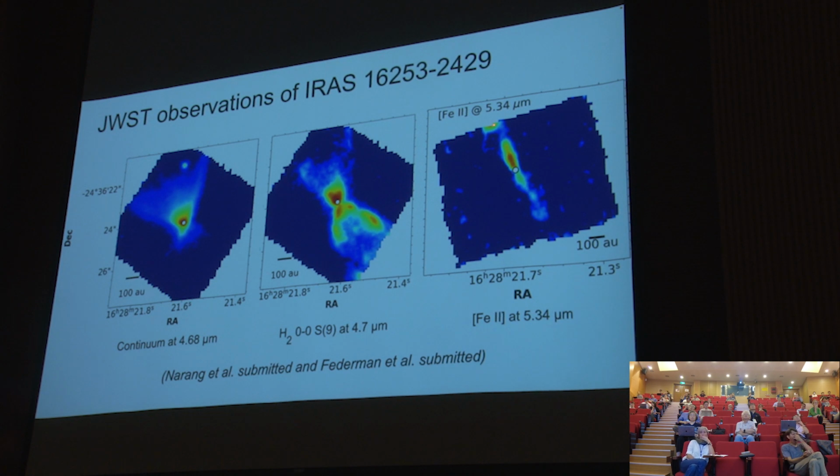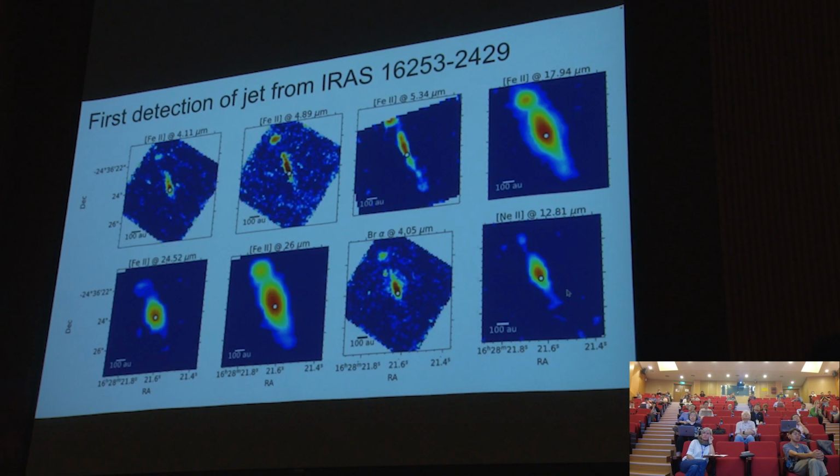We see some knots at the top and bottom, very symmetric, and the jet is about 400 AU in one direction, so about 800 AU across. So it's a relatively tiny jet with hints of knots on both sides. We detect the jet in multiple iron lines, and this is the first time that the jet has been detected from this particular protostar.